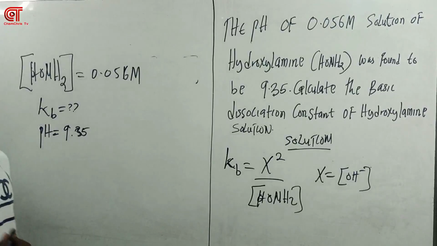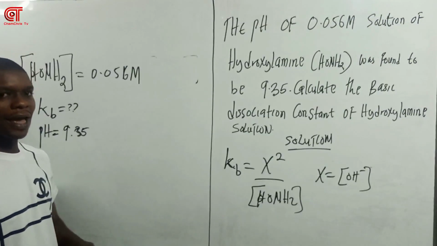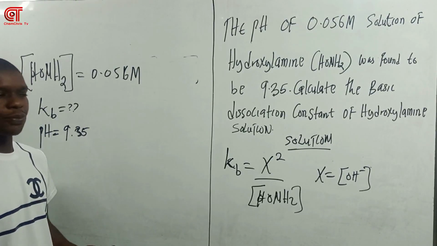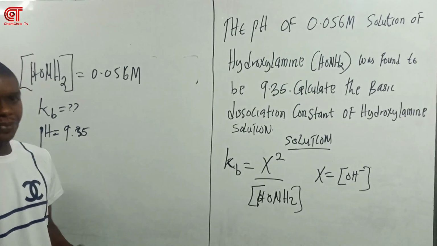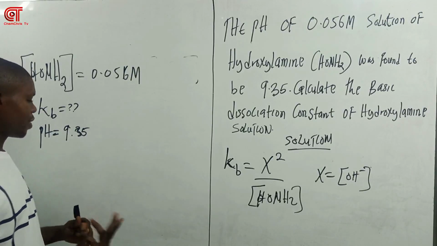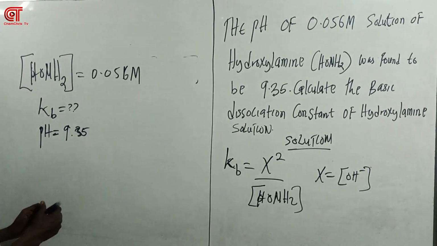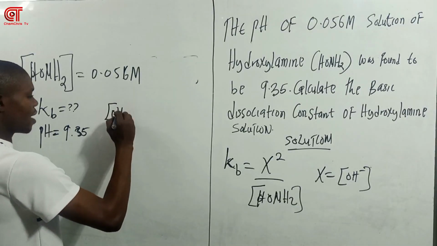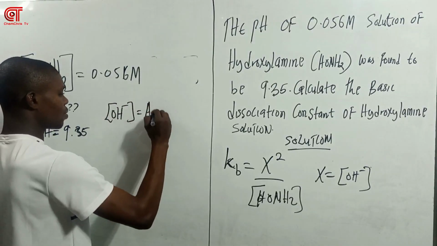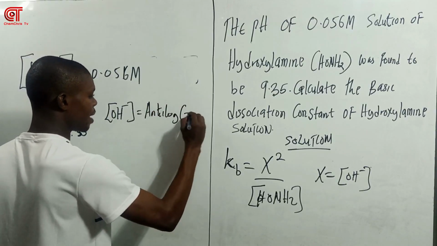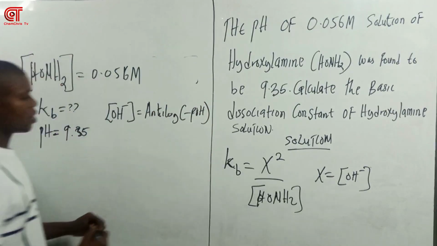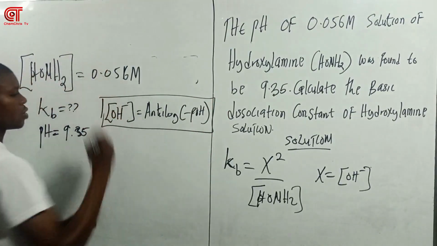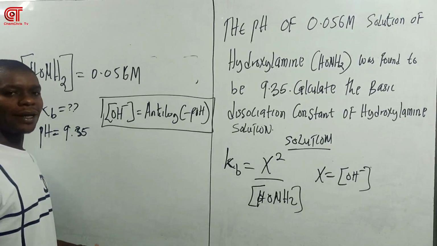Remember, that is why if you have not watched the last video, my video on the calculation of strong acid as a strong base and weak acid as a weak base, the pH, then you have to go check out those videos so you get it very well. Now, the formula I gave in that video: OH minus equals to antilog minus POH. So this formula here you're going to use in calculating the concentration of OH minus.